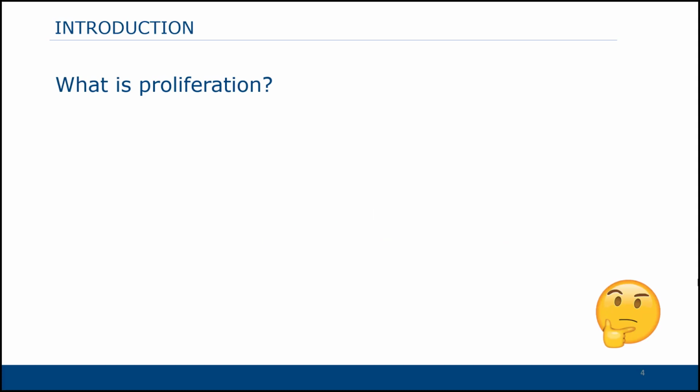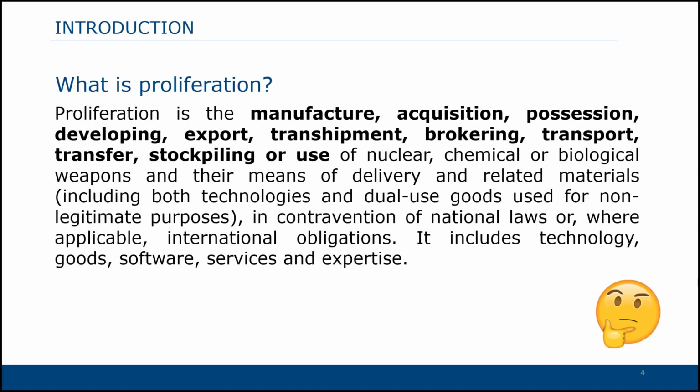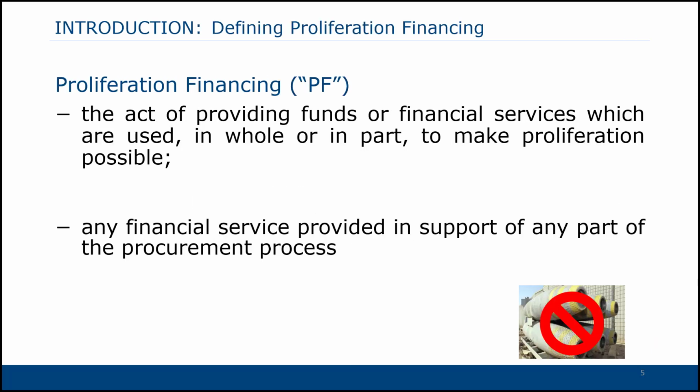What is proliferation? It is any process involved in the development and distribution of nuclear, chemical, or biological weapons in contravention with national laws or, where applicable, international obligations. In the CIMA issued guidance notes, proliferation financing is defined as the act of providing funds or financial services which are used in whole or in part to make proliferation possible. PF may refer to any financial service provided in support of any part of the procurement process.